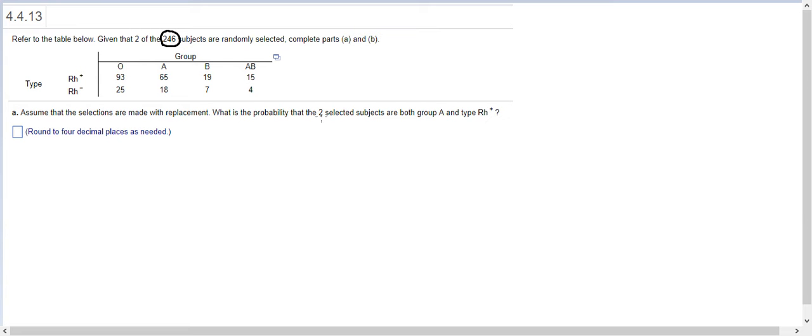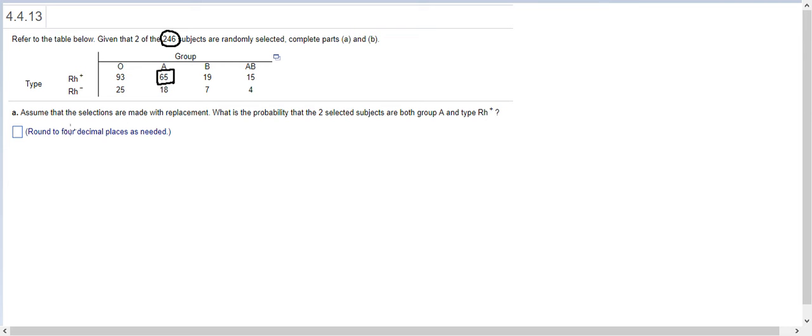We're going to say, what's the probability that 2 of these selected subjects are both group A and type RH plus? All right, so just so you know, this is blood types. This is rhesus here. That's what RH stands for. So everybody is either O positive or O negative, A positive or A negative, and so on and so forth. And so when we say they're group A and they're type RH plus, these are people that are A positive blood type. So there's 65 people that are A positive blood type.